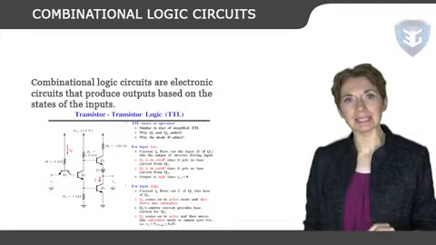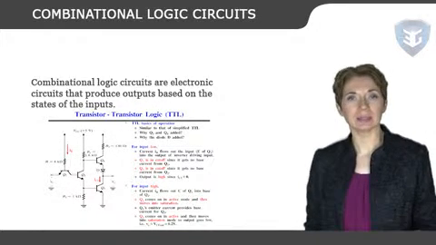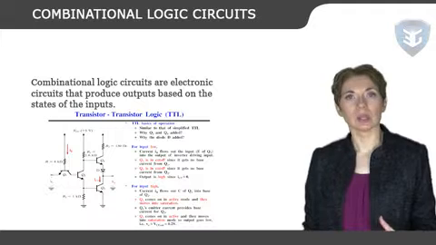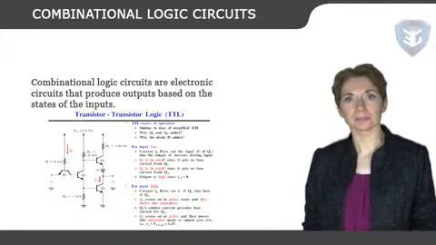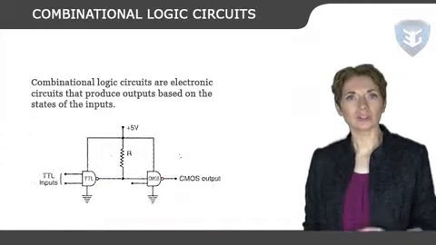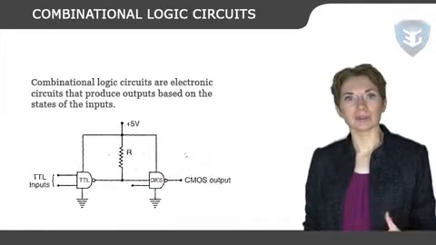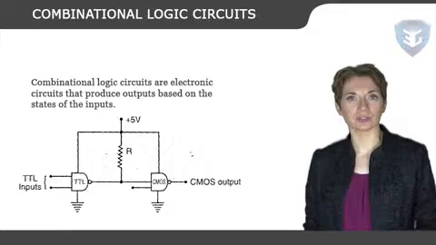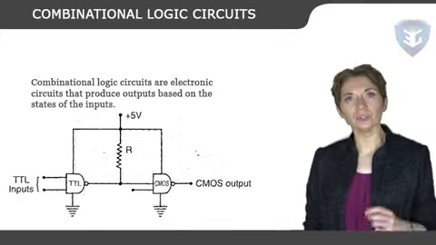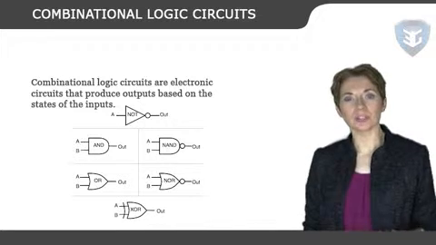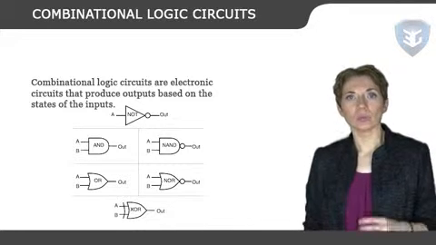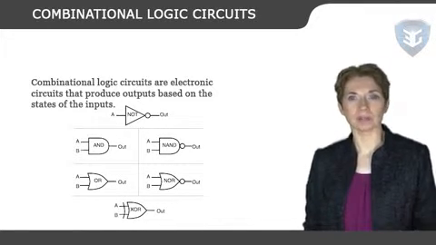A buffer is a TTL circuit that outputs a level that is the same as its input, while an inverter outputs a level that is the opposite of its input. Combinational logic circuits, like the buffer and the inverter, are single input circuits. There are also two input logic circuits known as logic gates. A common logic gate is the OR gate, which may have two or more inputs.